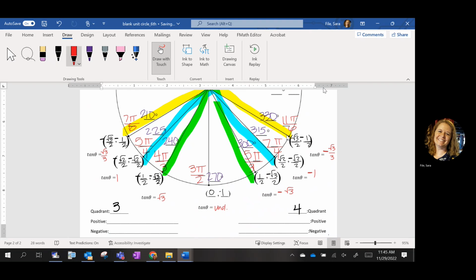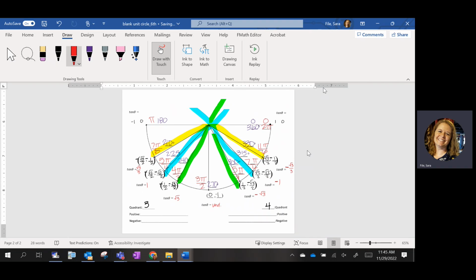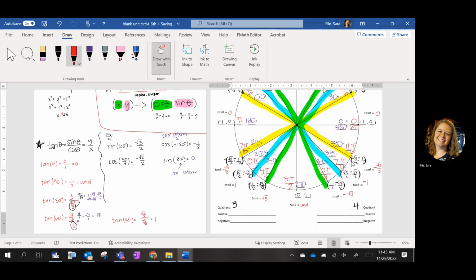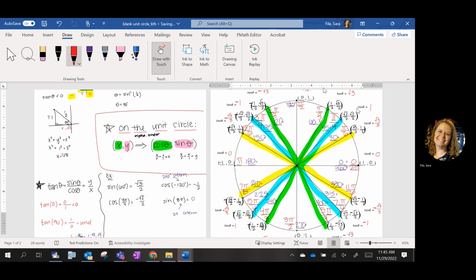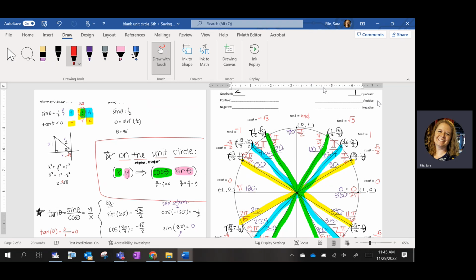Okay, so now the only thing left on your unit circle here are these positive or negative blanks by the quadrants. This is a place for you to write what trig functions are positive and negative in each of those quadrants. So I'm going to start with quadrant 1. Here we have cosine, sine, and tangent. All of those are positive, aren't they?